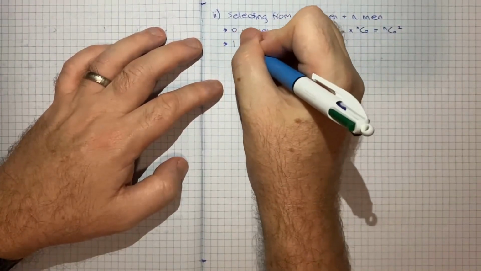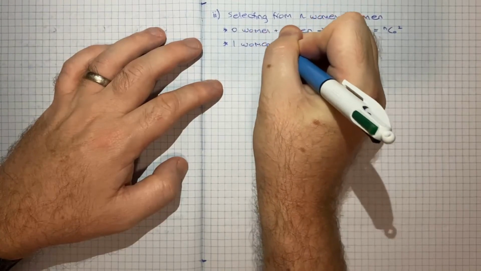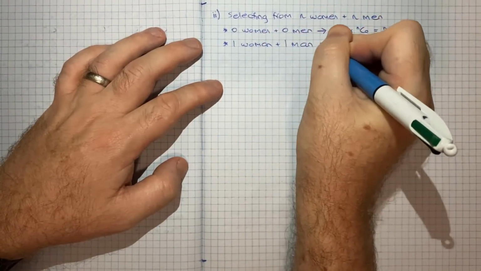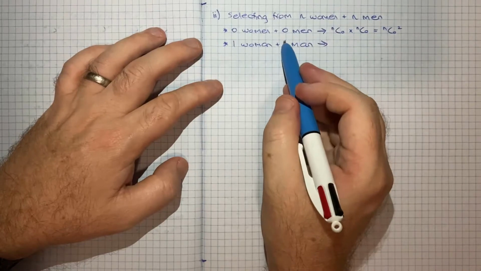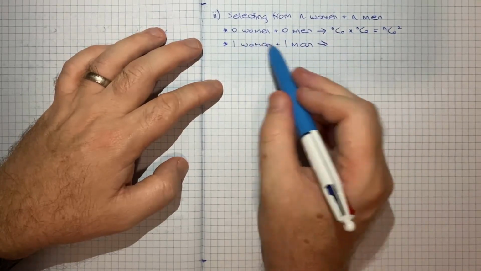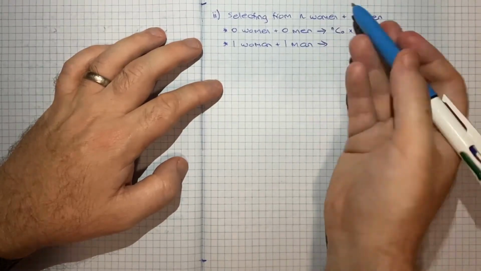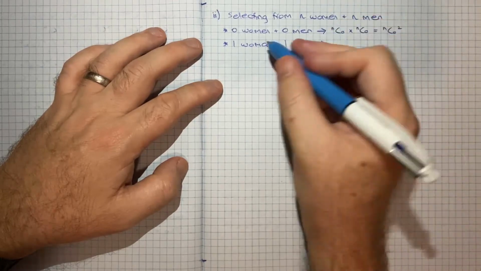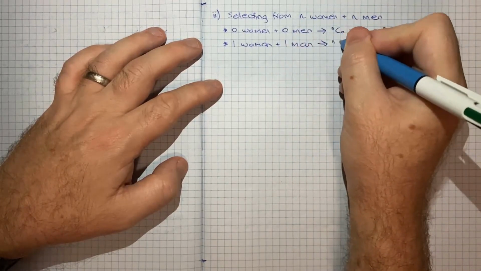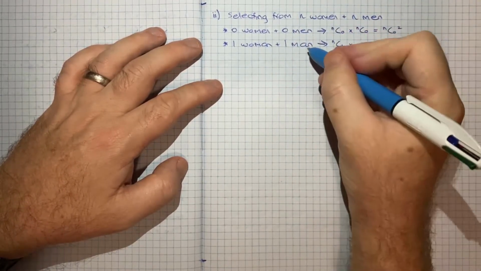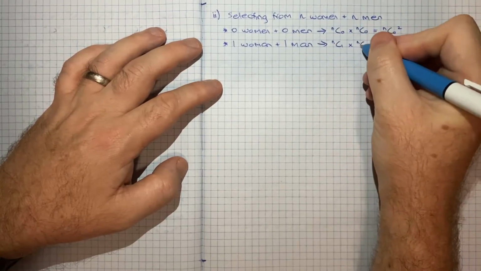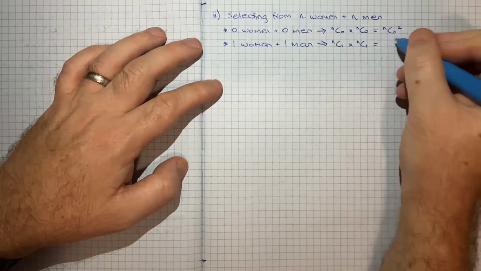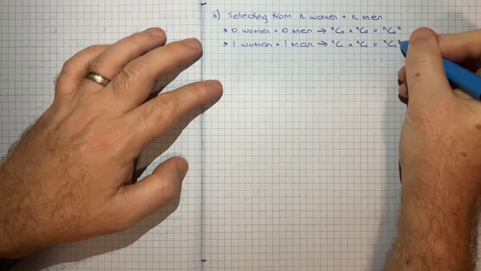We could have 1 woman and 1 man. That's another way to end up with an even number of people and equal men and women. So similarly, we could pick 1 woman from n in nC1 ways, and then 1 man from n in nC1 ways. So that's also going to give us something squared, nC1 squared.